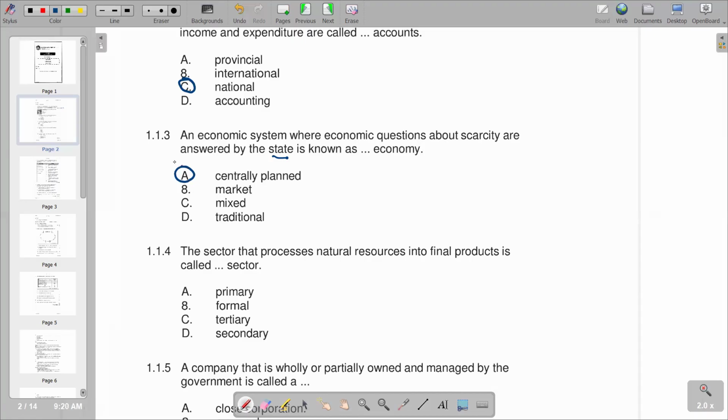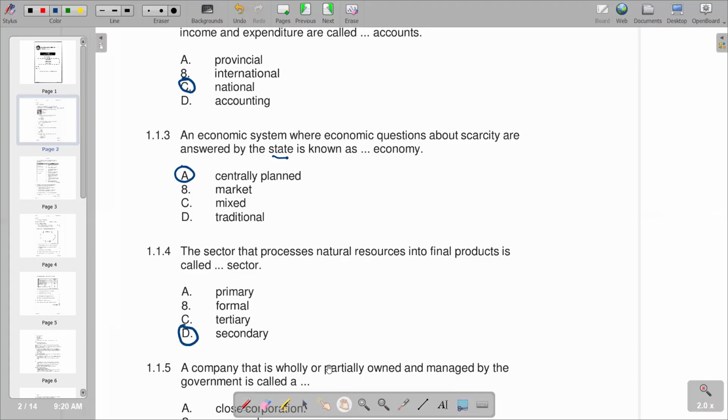Then moving on at 1.1.4, the sector that processes natural resources into final products is called the dash sector. So this is the secondary sector. The secondary sector is the one that converts our raw materials into final or finished products. So we have secondary at D.